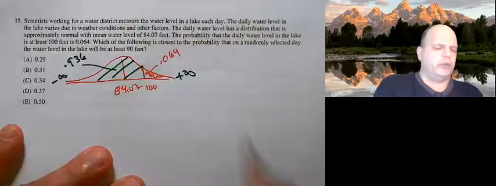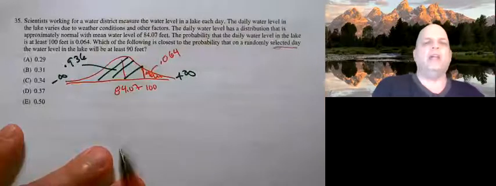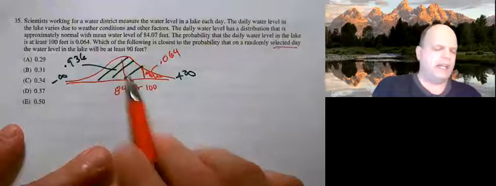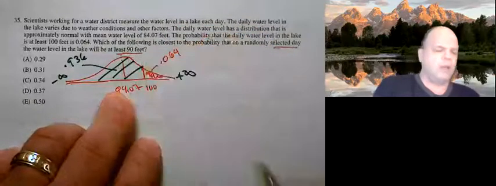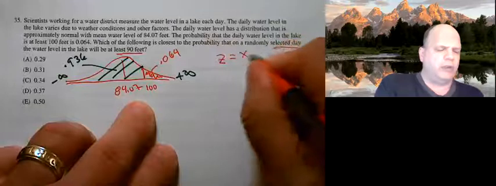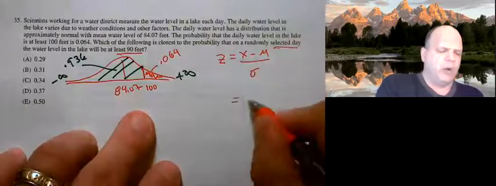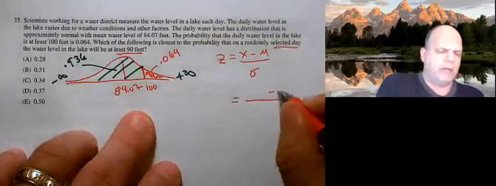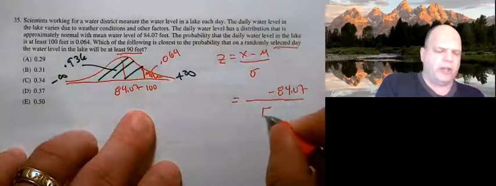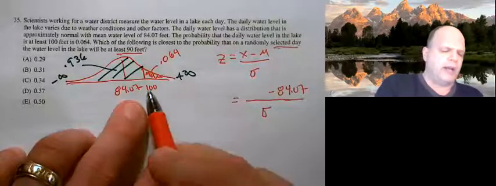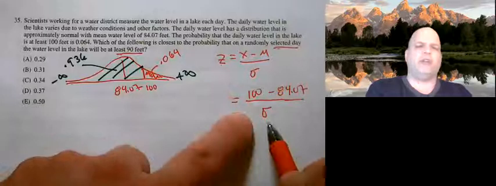Which of the following is the closest to the probability that on a randomly selected day, so one day, the water level in the lake is at least 90? So first off, let's start working with what we have. We'll come back to the at least 90 in just a moment. So Z equals X minus mu over sigma. What do I know? Well, I know my mean, 84.07. I'm missing a standard deviation, which makes things a little bit rougher, but I have an X value of 100. So if I can get a Z-score, I probably can find my standard deviation.